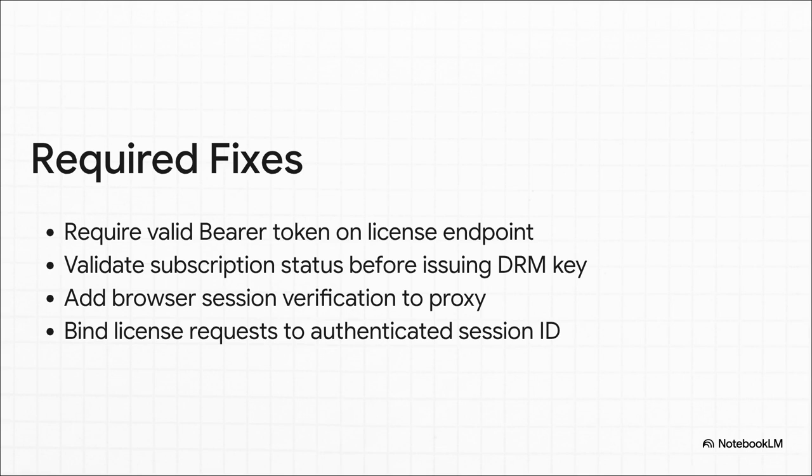For the DRM flaw, the engineering team must require a valid bearer token or session cookie on that PWA license endpoint. Before issuing any key, the backend must actively validate that the user actually has an active subscription. For the CDN proxy flaw, the fix is to add browser session verification. The proxy must pass along the browser user's session credentials to the CDN, never a shared server credential. According to the researcher, implementing these strict validation gates is an estimated 1 to 2 hours of engineering effort. 2 hours to stop a complete platform compromise.